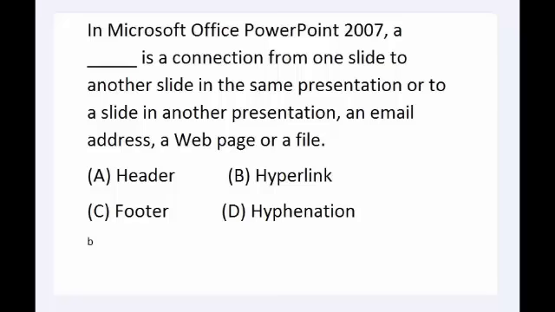A. Microsoft Office PowerPoint 2007. is a connection from one slide to another slide in the same presentation or to a slide in another presentation, an email address, a web page or a file. A. Header, B. Hyperlink, C. Footer, D. Definition. इसका जवाब है B. Hyperlink.